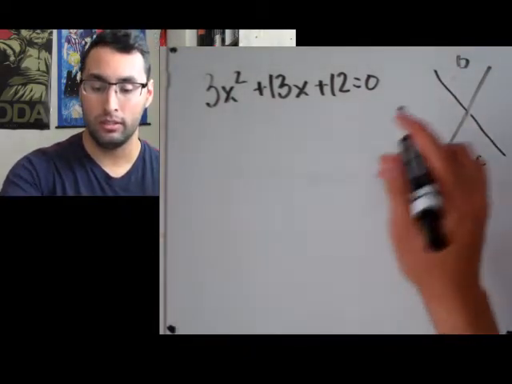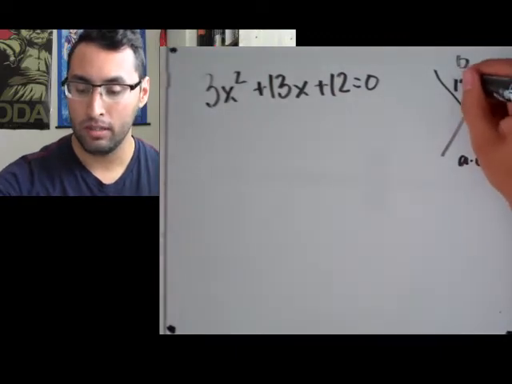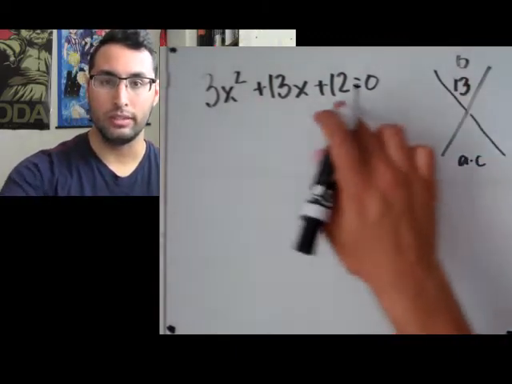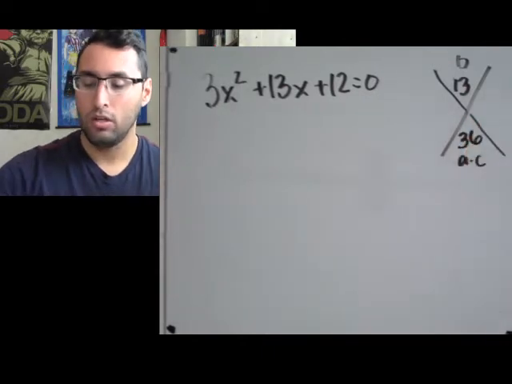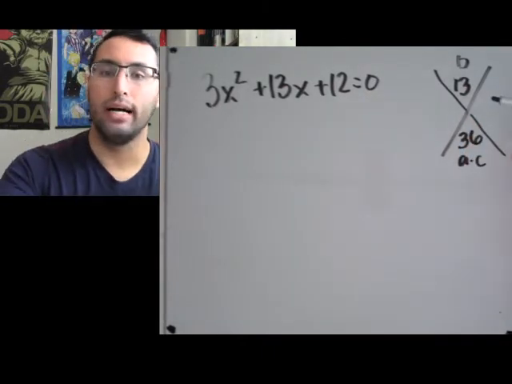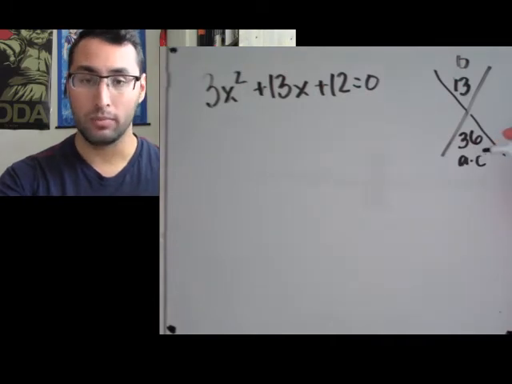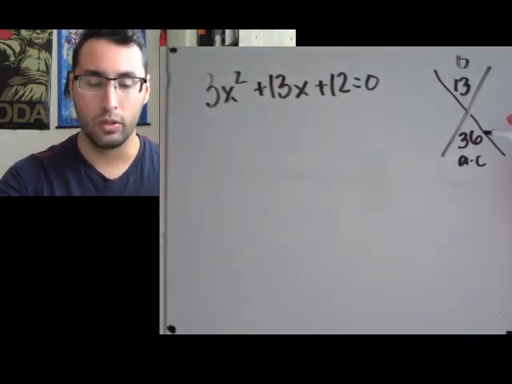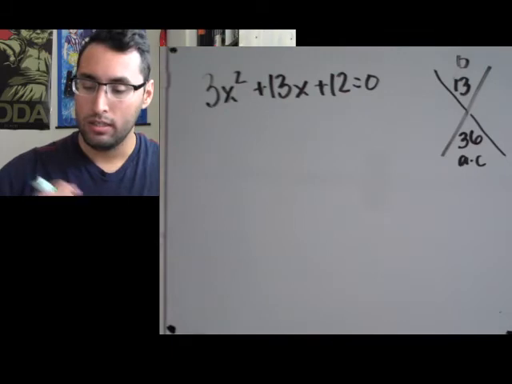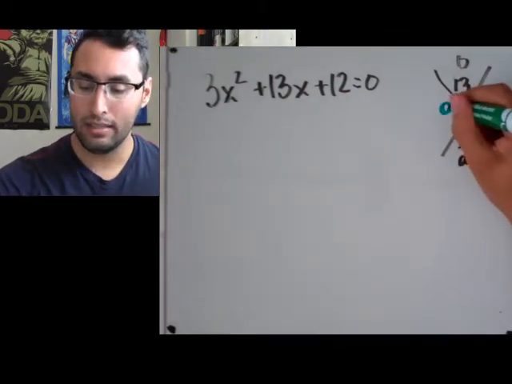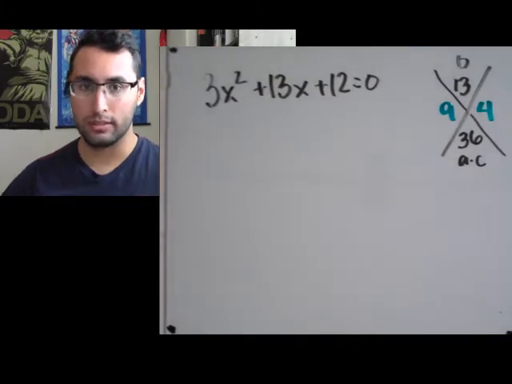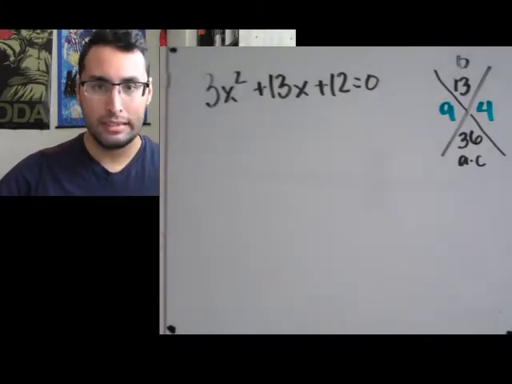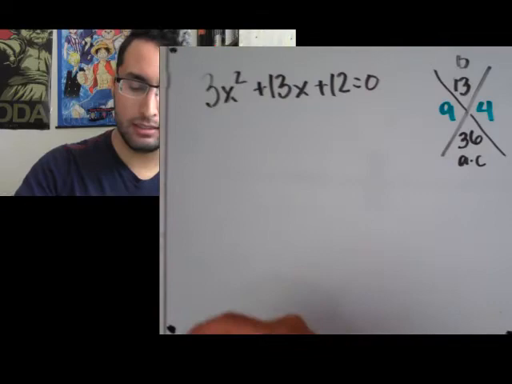Okay, so our b term here is 13, and a times c, which is 3 times 12, is 36. So I'm thinking to myself, what numbers do I add to get 13, and what numbers do I multiply to get 36? It turns out that those numbers will be 9 and 4. Okay, if I add them, it's 13. If I multiply them, it's 36. So it works out. So with this, I split the b term, which is my second step.